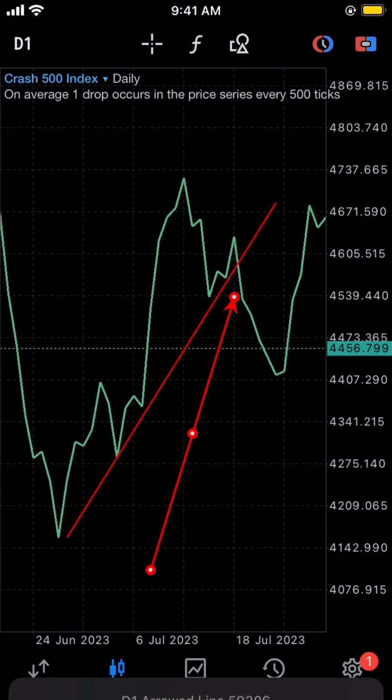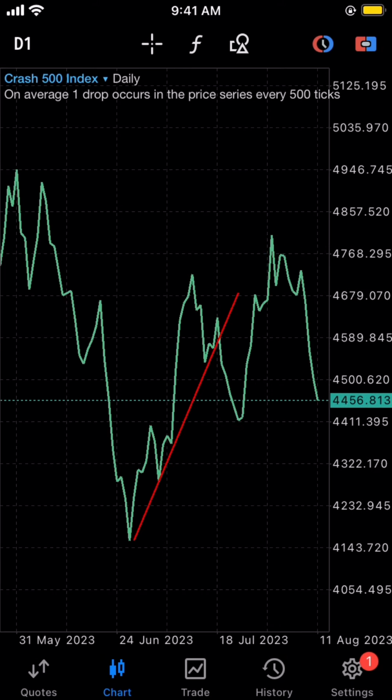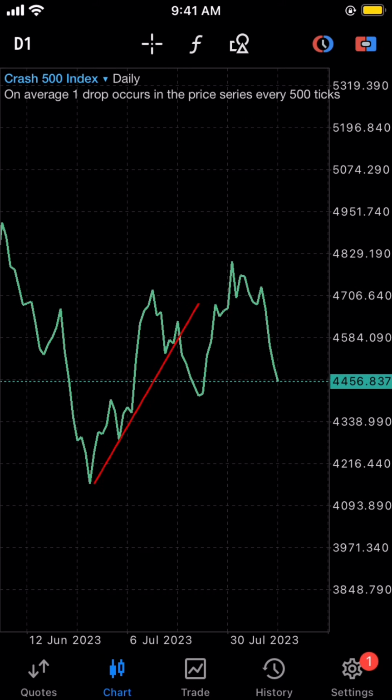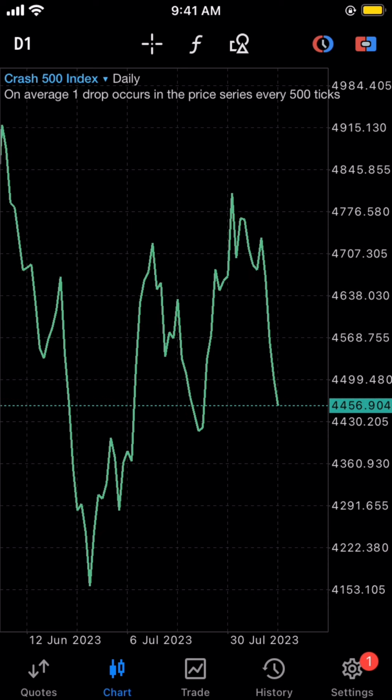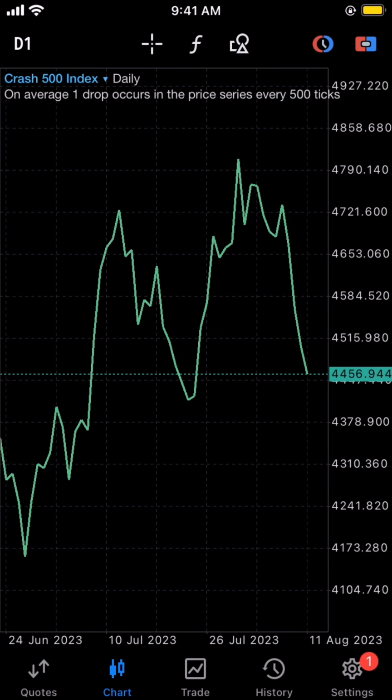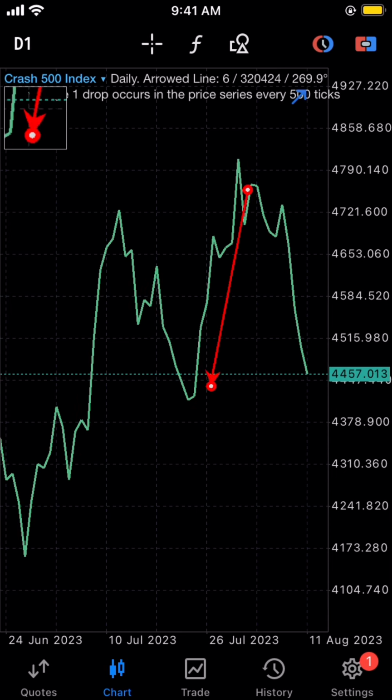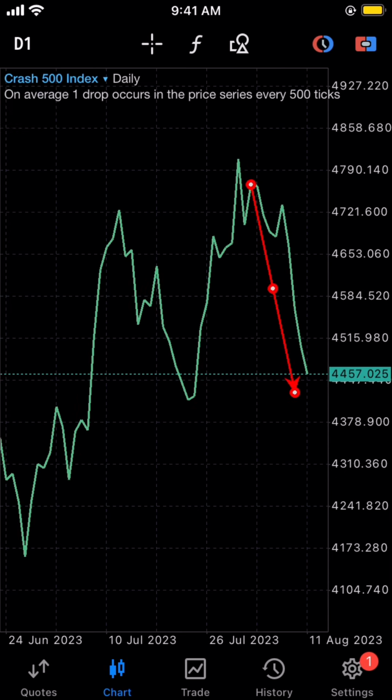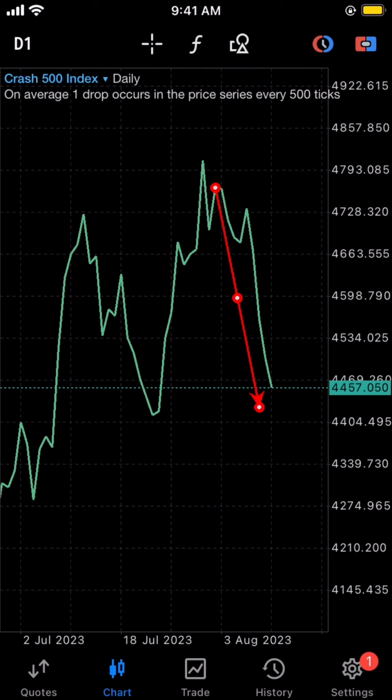So when you are trying to find key levels or key areas, do yourself a favor, always use line chart. Line chart simplifies your chart. You can see very important levels like this. So what I want to share on Crash 500 is that currently the price is approaching this key area, so there might be an opportunity for us to take maybe today or tomorrow after a few hours, or maybe tomorrow.